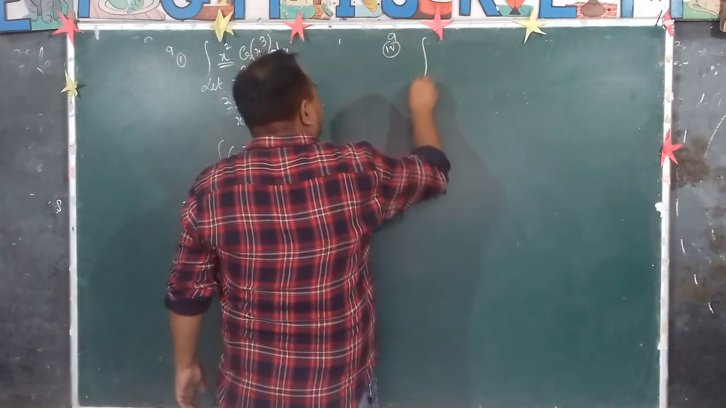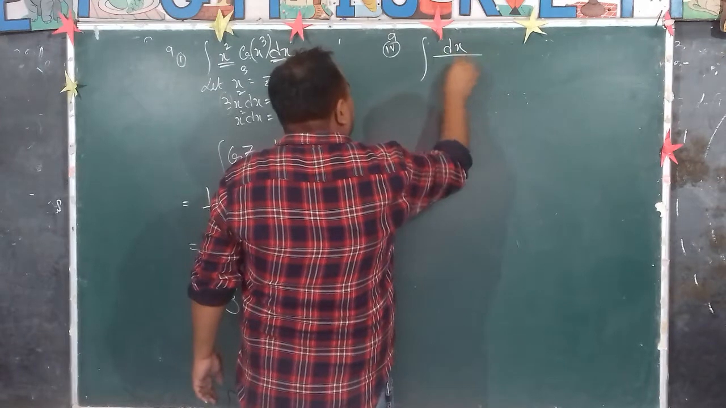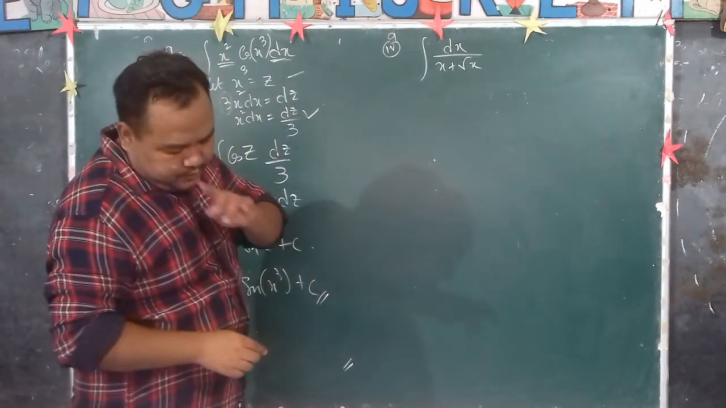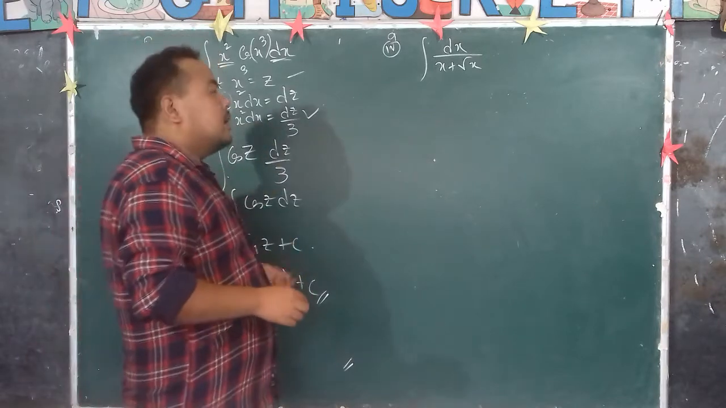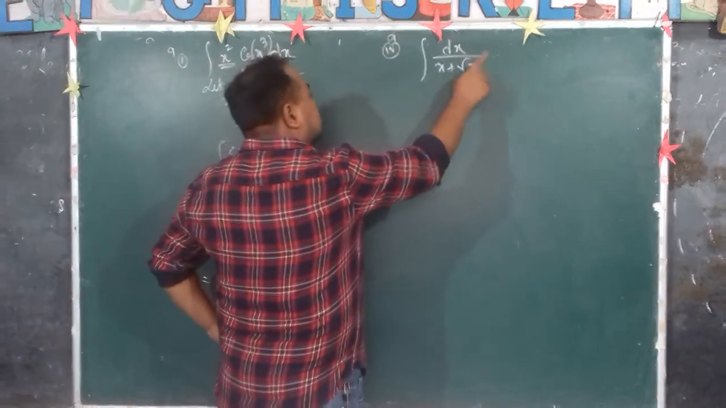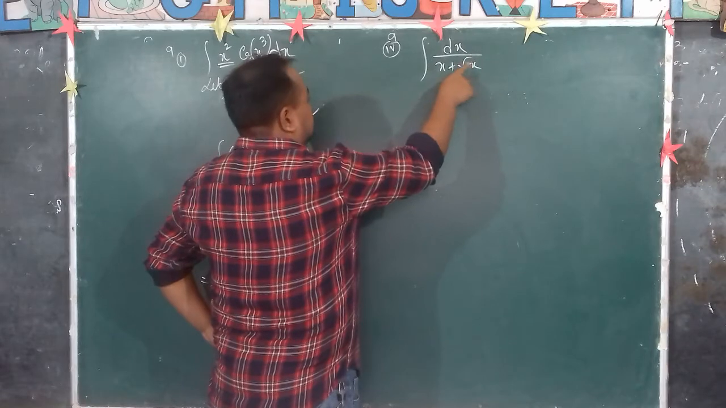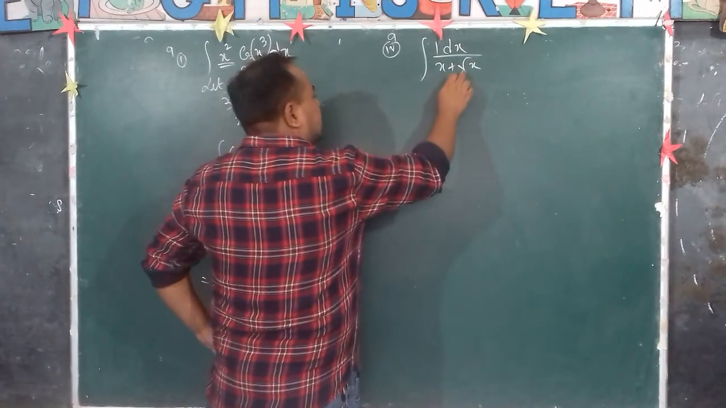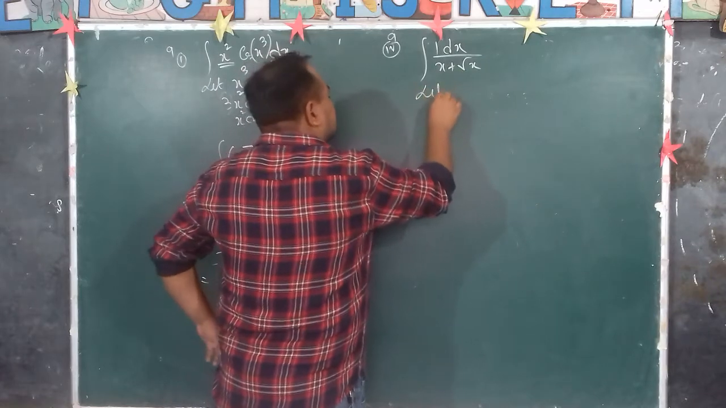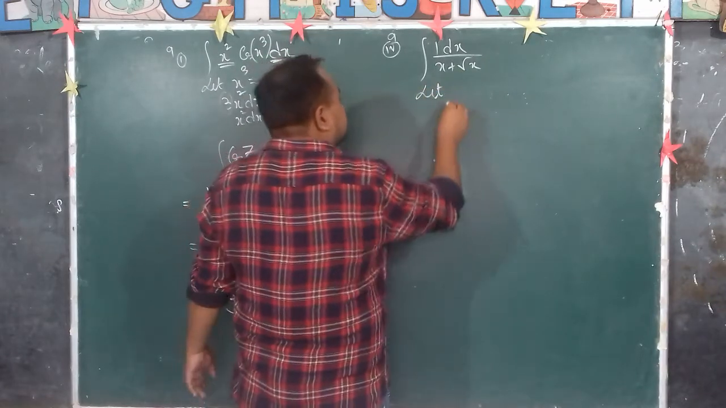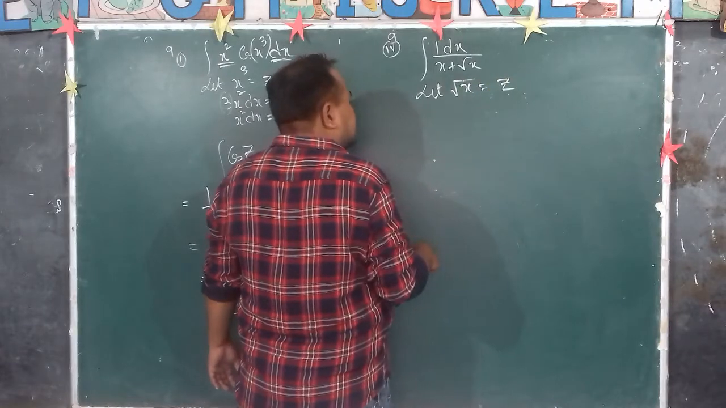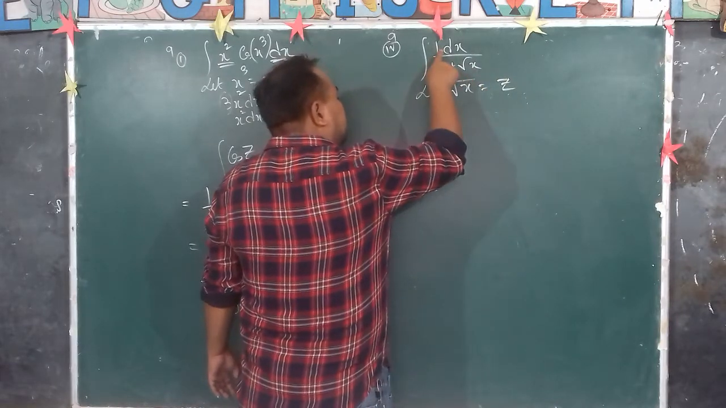Next, question number 9, subdivision 4. This is an ISC question. You have integration dx divided by x plus root x. Now look at this. There are two terms. So we are going to take x, because what's the differentiation of x? Differentiation of x is 1. But there is a square root, so take that so that the solution becomes simple. So let root x equal to z. Why have I taken root x as z? Because differentiation of x will give me 1.